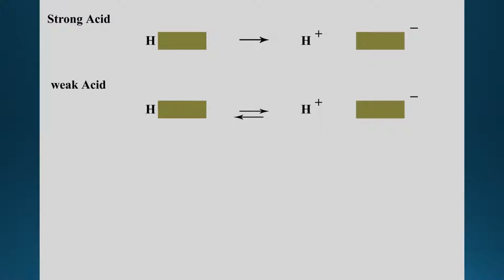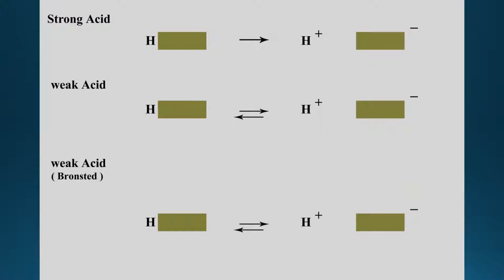We have previously learned that Arrhenius theory defines a strong acid as a molecule that becomes ionized into an H+ and a negative ion. A weak acid is also the same, but with a reverse arrow. So that's the difference between strong and weak acid.